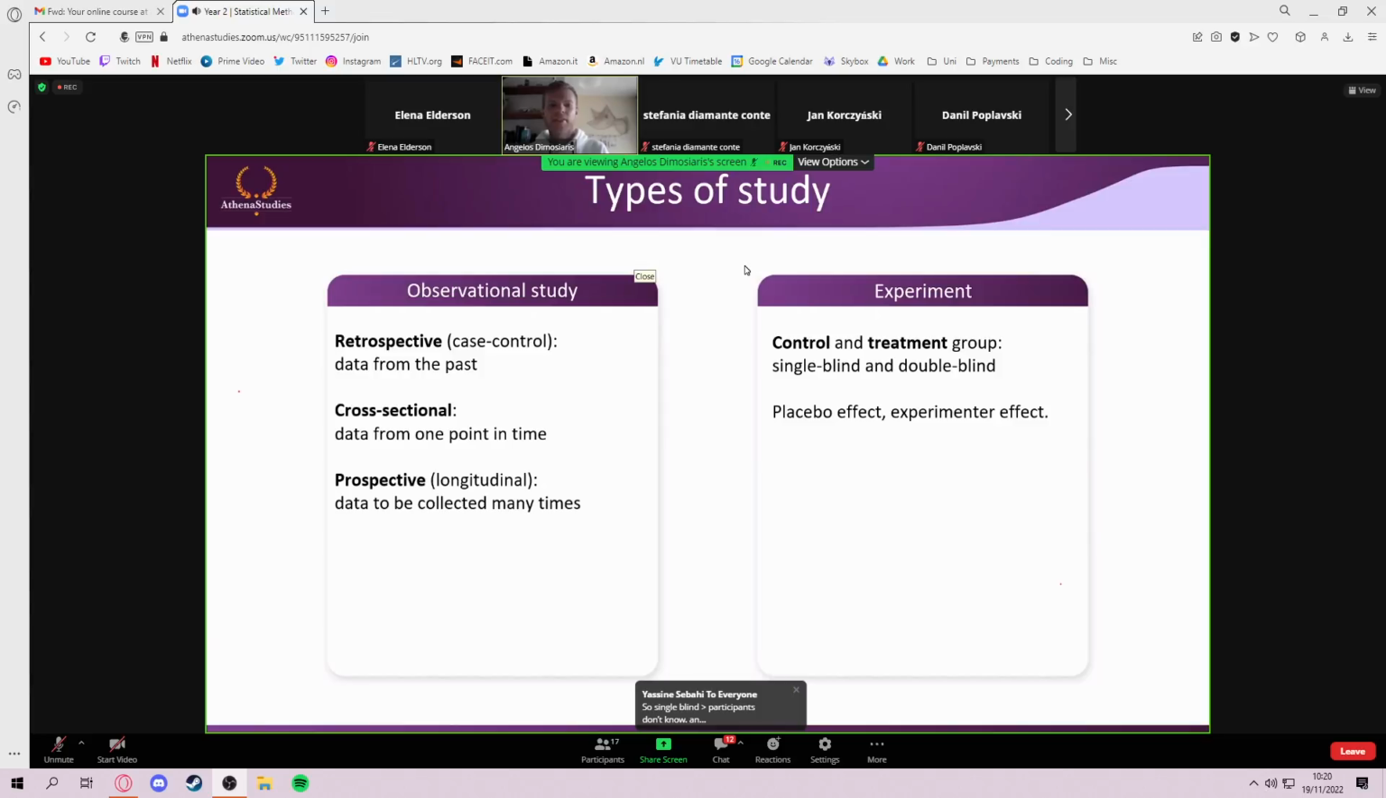Yeah, so in single blind, participants don't know, and in double blind, the researchers also don't know. That's a difference. In the single blind, only the participants don't know. In double blind, the participants don't know and the researcher doesn't know.